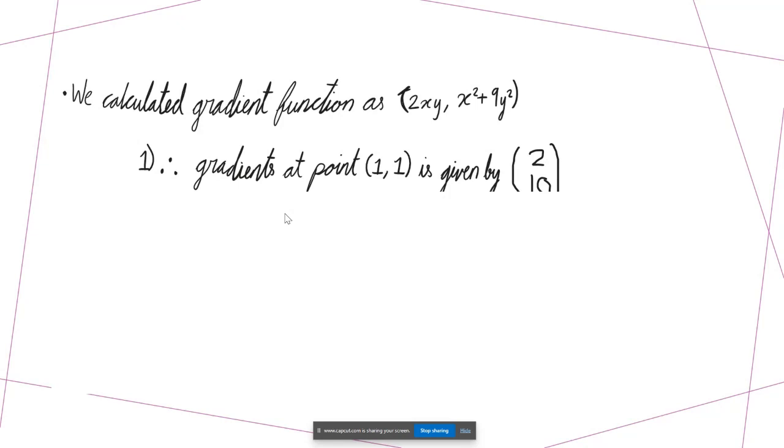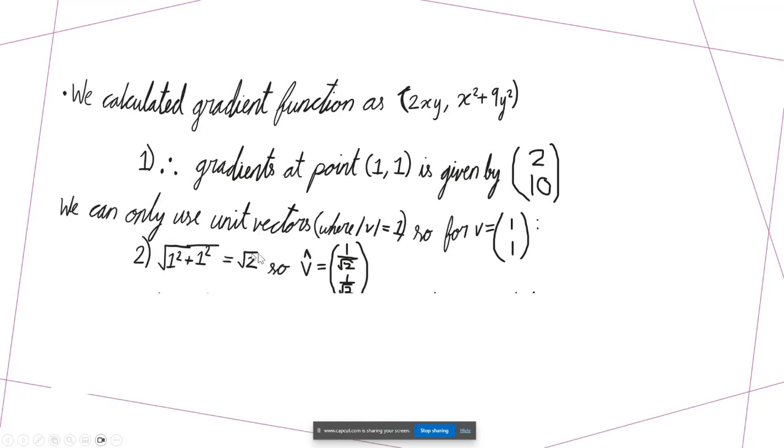Standardize the direction into a unit vector. Oi, Shay, in here again. Yeah, that's correct. We can only use unit vectors, where the vector's magnitude is equal to 1. So for the vector (1, 1), we need to standardize that into a unit vector. We have to make the magnitude equal to 1, because we only want to work with the direction. We don't want to multiply by the magnitude because that would skew our results.